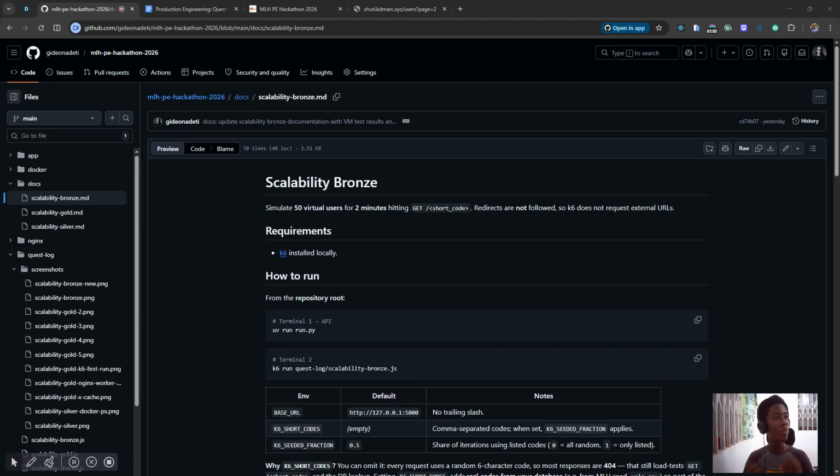After I built the actual application, I shifted my focus to the main goal of the hackathon, which is the production engineering request. I focused mainly on the scalability quest because I was targeting the prize for that one, which was the Raspberry Pi 5 starter kit.